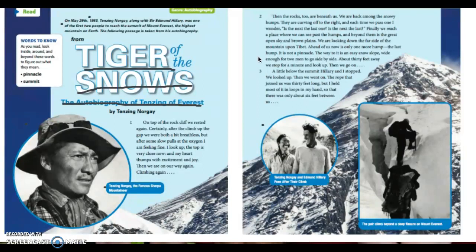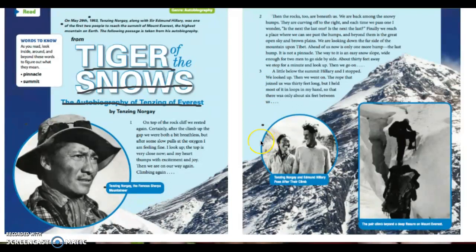About 30 feet away, we stop for a minute and look up. Then we go on. A little bit below the summit, Hilary and I stopped. We looked up. Then we went on. The rope that joined us was 30 feet long, but I held most of it in loops in my hand, so that there's only about 6 feet between us.